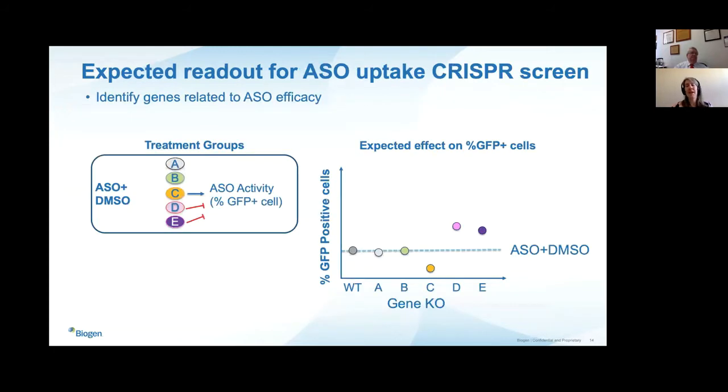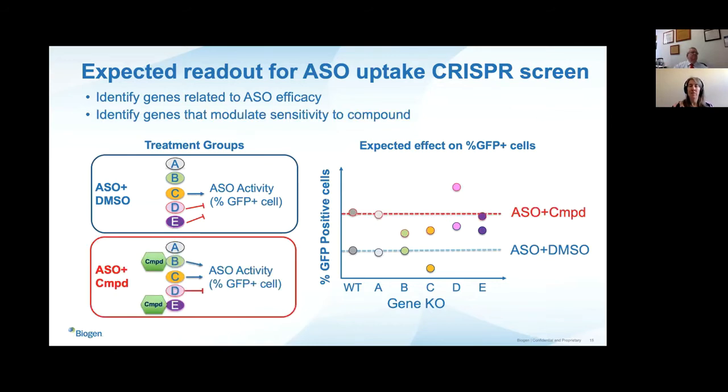Before I get into the actual data, I just want to talk about what sort of data we expect to see, because it is a little complicated. So first, we're looking at genes related to ASO efficacy by itself. So this is just ASO plus DMSO. Most genes are actually going to look like wild type. So genes A and B don't affect ASO activity, so they look like wild type. Gene C, which normally helps ASO uptake or activity, when you knock it down, you'll see a decrease in signal. And then for genes D and E, you see an increase because those usually repress ASO activity.